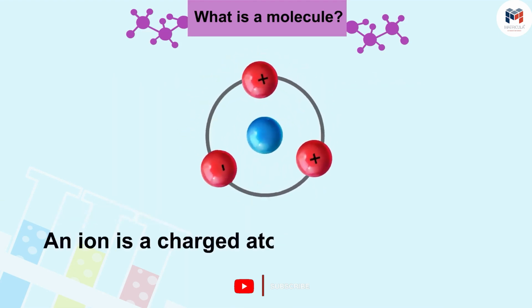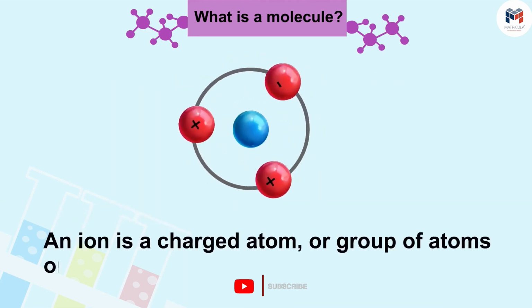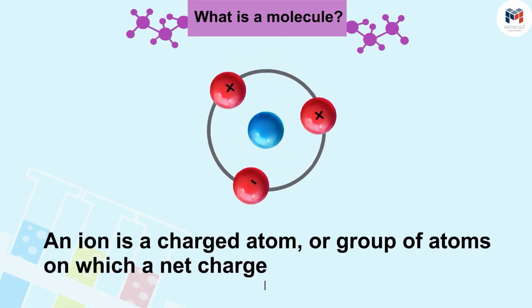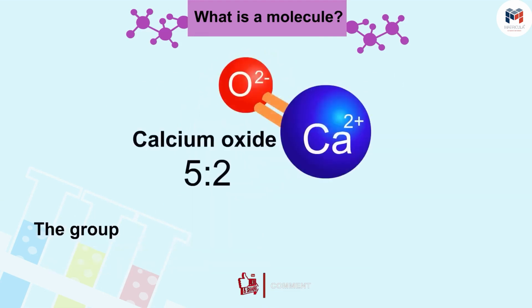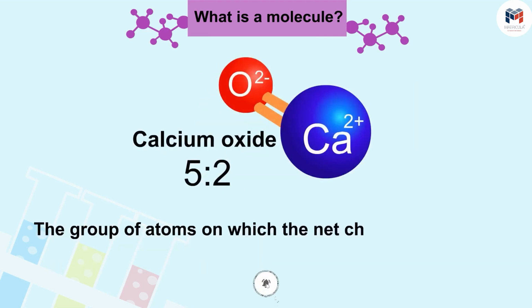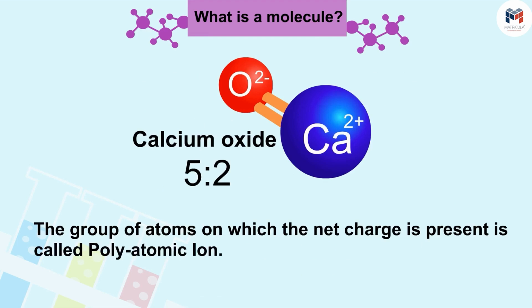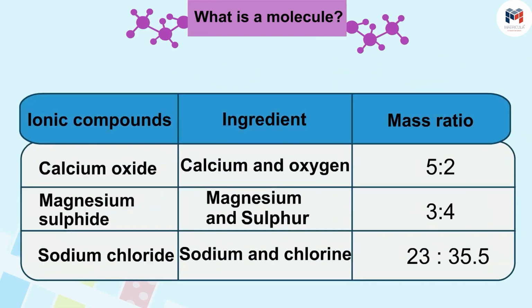An ion is a charged atom or group of atoms on which a net charge is present. The group of atoms on which the net charge is present is called polyatomic ion.